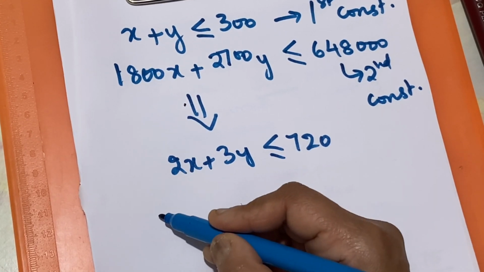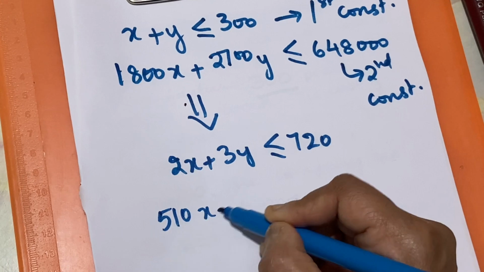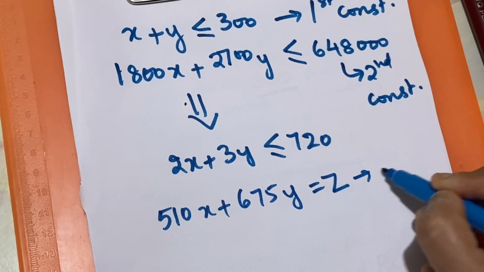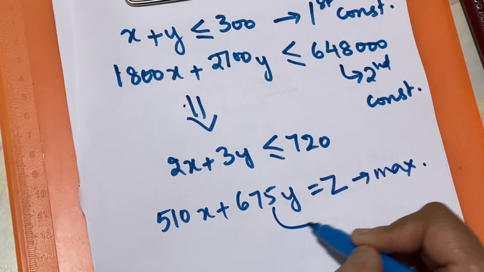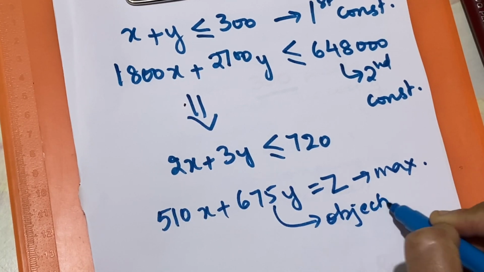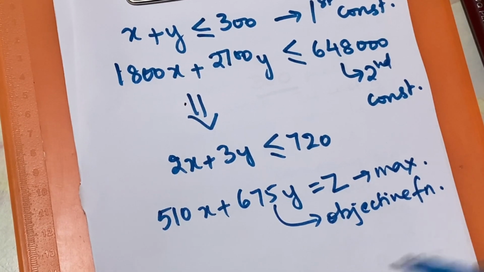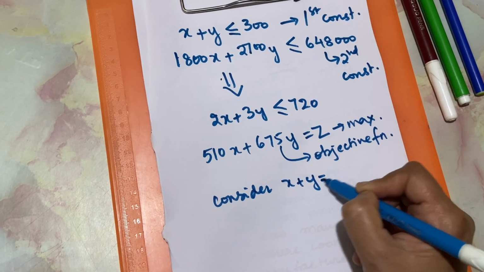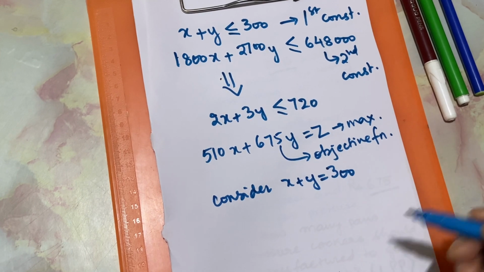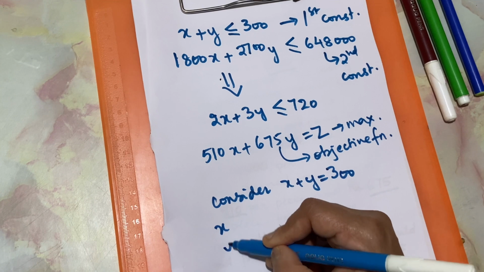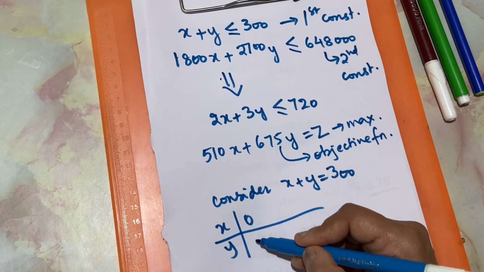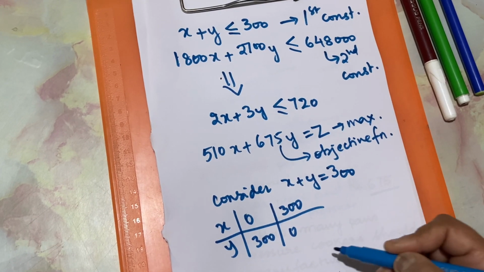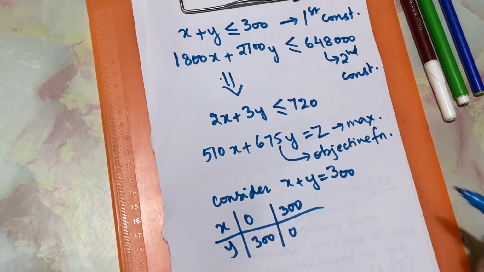The objective function is 510x plus 675y should be maximized. This is the objective function or the linear function. Now consider x plus y equal to 300. We'll substitute for x and y. When x is 0, y becomes 300. When y is 0, x becomes 300. So we have got the end points of this line.